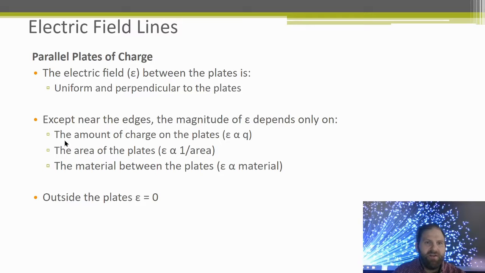Except near the edges, the amount of charge on the plates is proportional to the intensity. So intensity is directly proportional to the charge, and the intensity is proportional to the reciprocal of the area. That means that the bigger the area, the intensity will go down. And then the material between the plates also affects the charge, so depending on the material, that's going to affect your intensity.